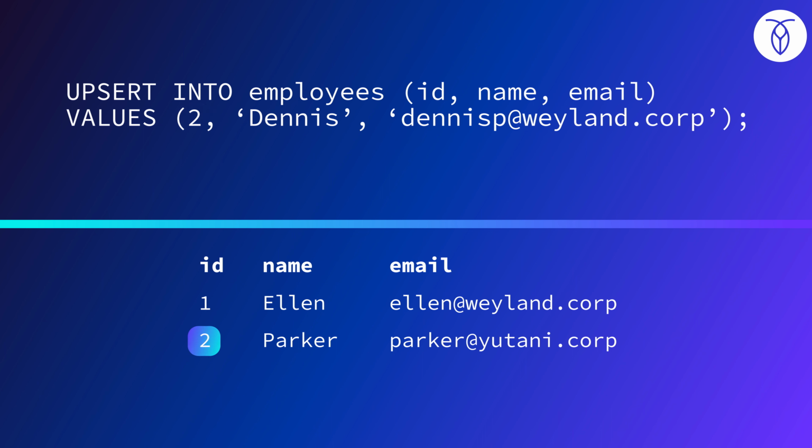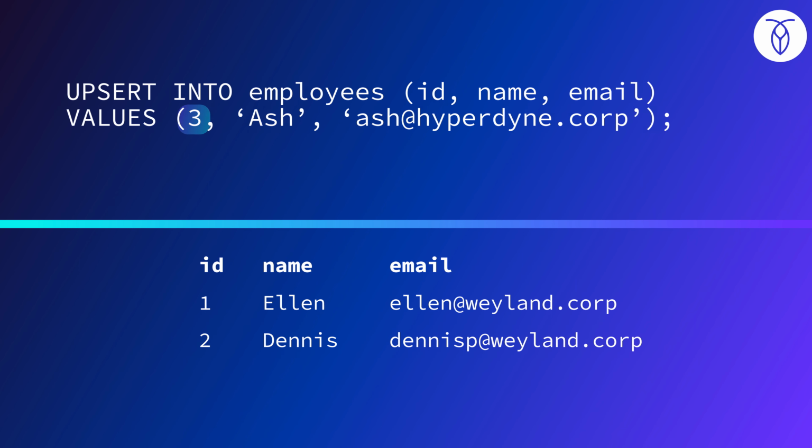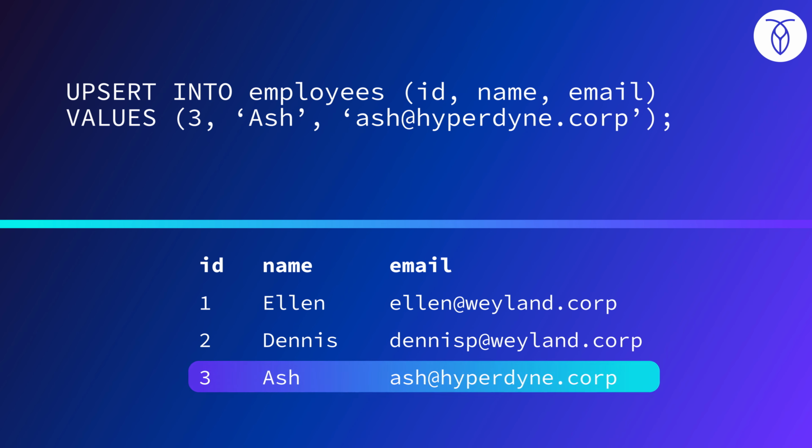If the user ID already exists in the table, an upsert will update that row with the new information. If the user ID doesn't exist in the table, an upsert will insert a new row with the new information. In other words, an upsert says to the database, here's some new information. If this value already exists in the database, then add all of this information to the row that has that value. If this value doesn't already exist in the database, then just add all this information as a new row.